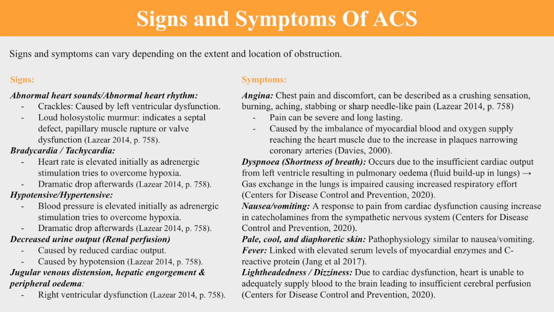Signs and symptoms of acute coronary syndrome can vary depending on the extent and location of coronary obstruction. Clinical signs that could be observed upon examination include abnormal heart sounds and rhythms, such as crackles caused by left ventricular dysfunction, or loud, harsh systolic murmurs, which are an indicator of a septal defect, papillary muscle rupture, or valve dysfunction.